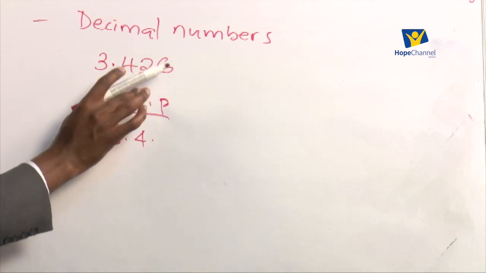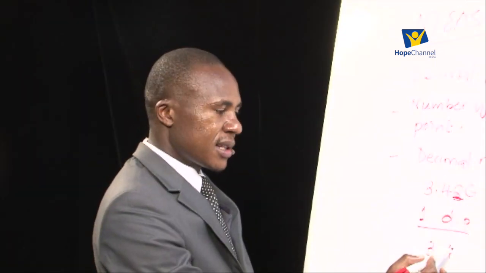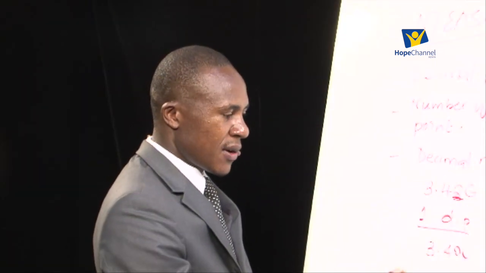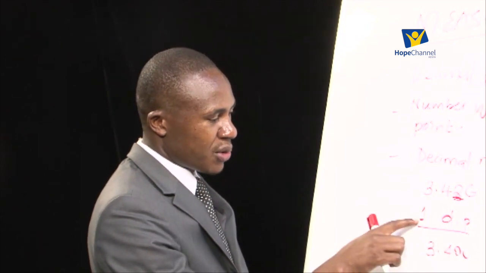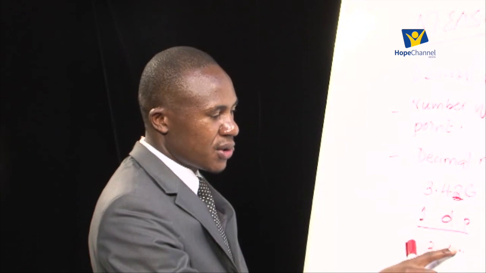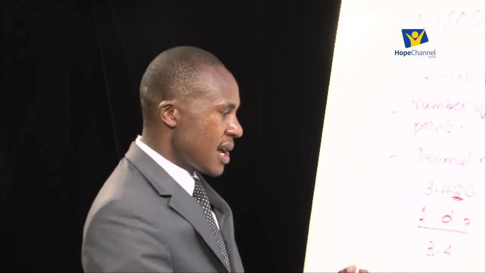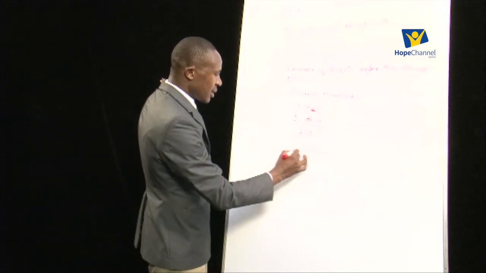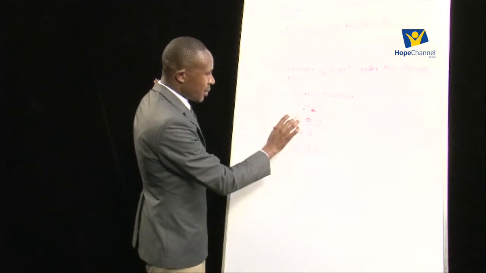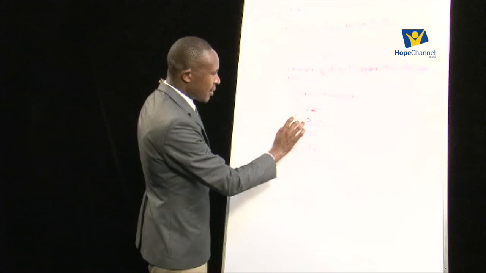We do not keep zeros for 2 and 6, because if we keep this 0 and the other 0, we shall be having 1, 2, 3. This is 3 decimal places, but we want 1 decimal place. So those 2 zeros are not included. If we want the same to 2 decimal places, we shall be having 3.42. So we want a 4 and a 2.